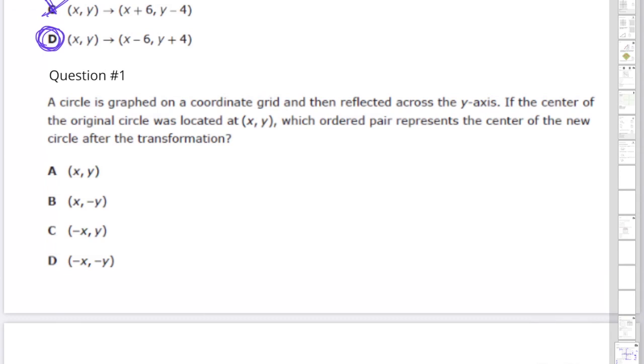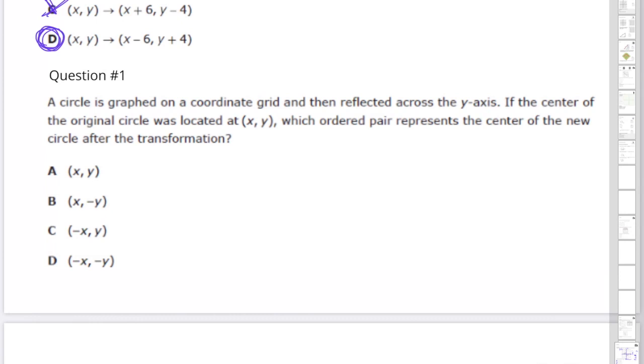Okay, moving on to the next question. We'll follow the same process. We're going to read, underline, circle, and write some keywords before we go to answer the question. So reading the question, it says, a circle is graphed on a coordinate grid and then reflected across the y-axis. If the center of the original circle was located at x, y, which ordered pair represents the center of the new circle after transformation? So I'm going to circle and write some words that I know.